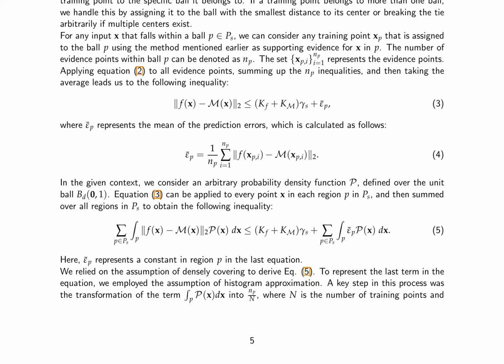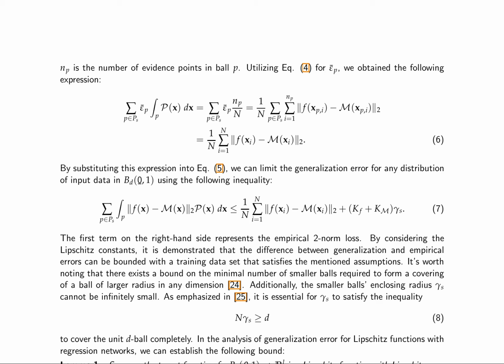The error between f(x) and m(x) can be bounded by the distance between the input point x and the training input x. The analysis relies on the assumption of densely covering the unit d-ball and histogram approximation. The bound on the generalization error is given by equation 9.